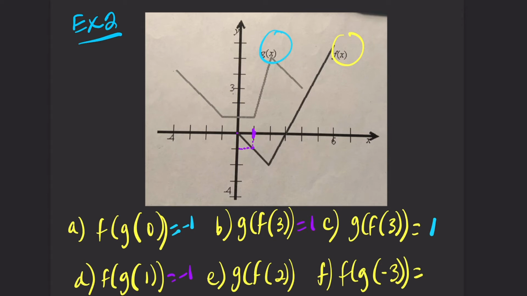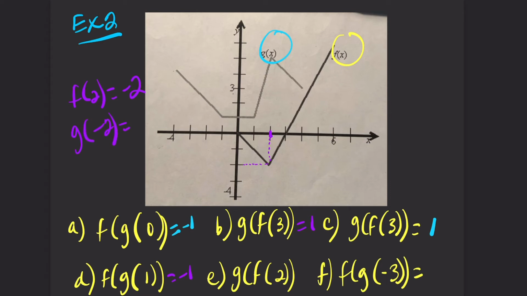Now, problem E, we're evaluating g of f of 2. So we start with the inside, we are doing f of 2. The x value of 2 is right here, and then f of x is down here at -2. So that's your y value. And now you are replacing this f of 2 with a -2. Then you have to do g of -2.